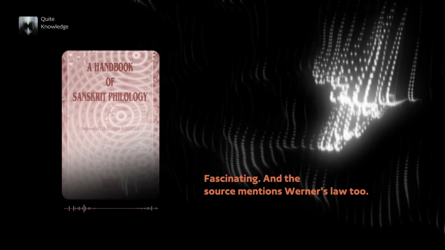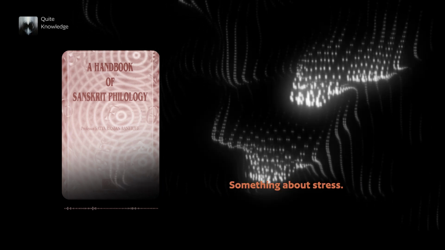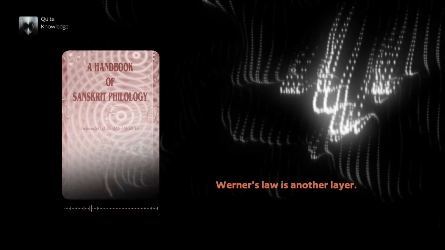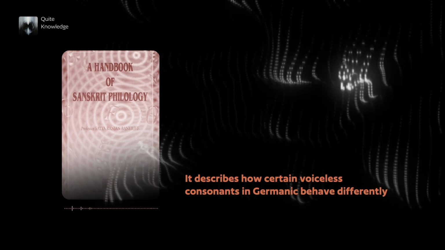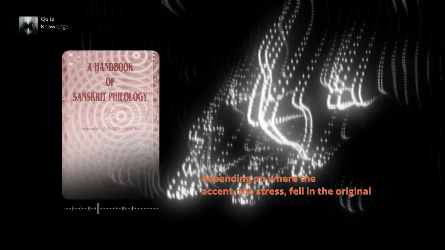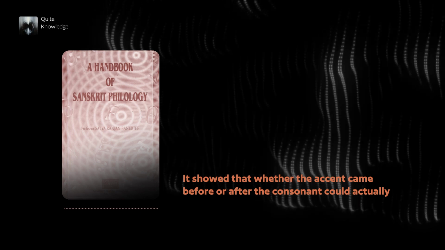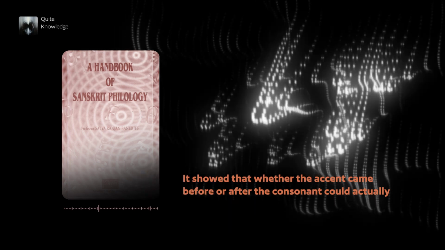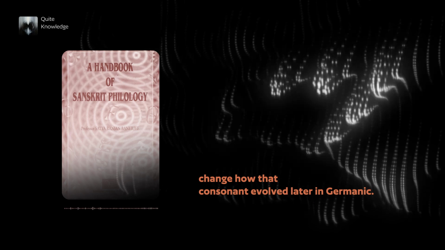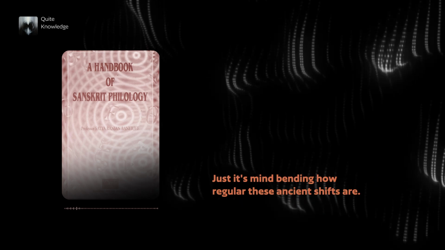Huh. Fascinating. And the source mentions Verner's law, too. That sounds even more intricate. Something about stress. Yes. Verner's law is another layer. It describes how certain voiceless consonants in Germanic behave differently depending on where the accent, the stress, fell in the original Proto-Indo-European word. Wow, okay. So the stress mattered. It did. It showed that whether the accent came before or after the consonant could actually change how that consonant evolved later in Germanic. It refined Grimm's law and showed accent could be a driver of sound change. It's mind-bending how regular these ancient shifts are.